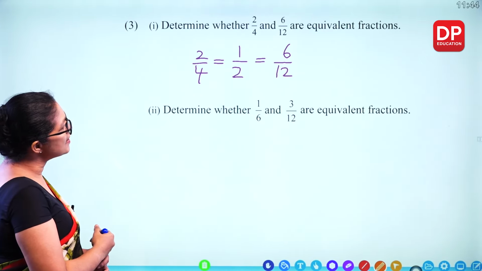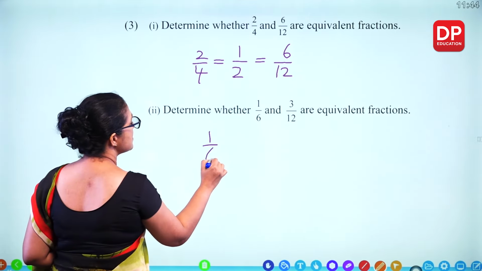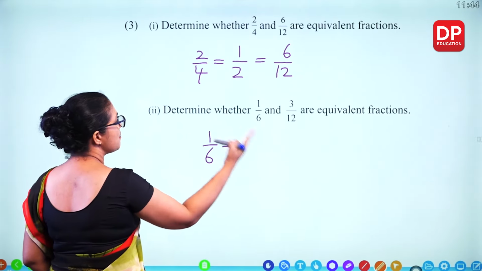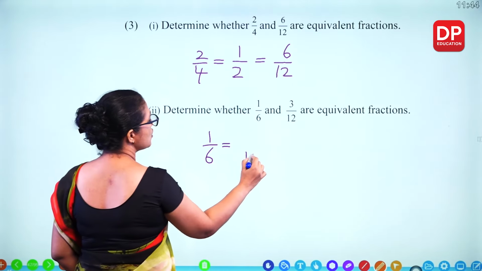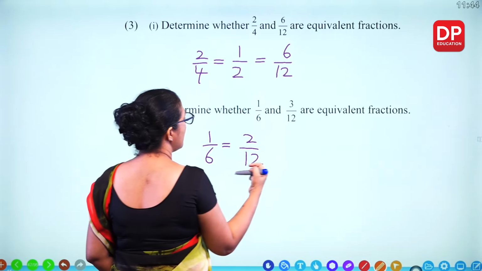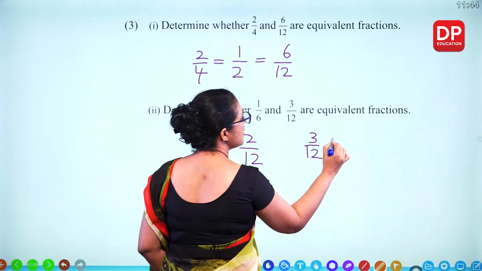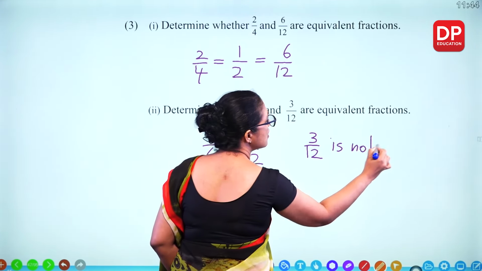Determine whether 1 over 6 and 3 over 12 are equivalent. So 1 over 6 is the simplest form. Multiply by 2, you get 2 over 12. But these are not equivalent. So you can write 3 over 12 is not equivalent.